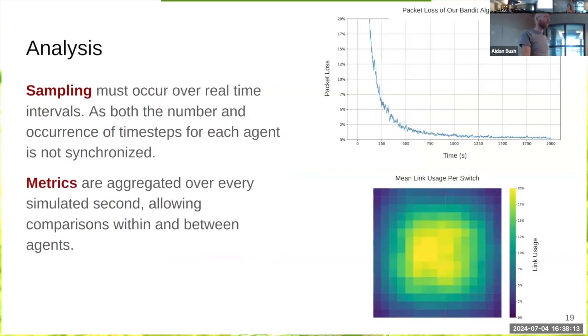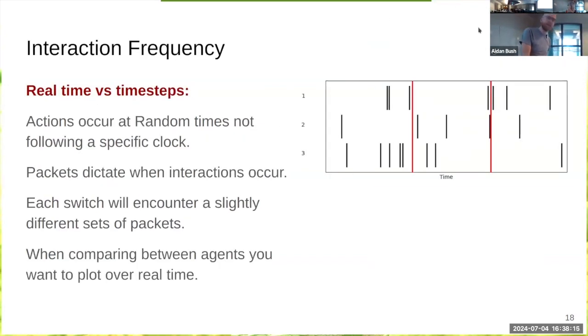So what are the black lines versus the red? Oh yeah, sorry, let me explain this. Up here we've got switch 1, switch 2, switch 3. This is a sample of 3 switches. Each of those black lines is when it has to take an action, so when a packet arrives and it has to take an action. And then the red lines are an example of how you could cut up the time to then have a perspective of what's going on.